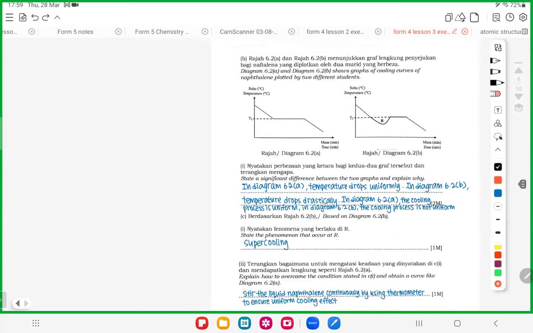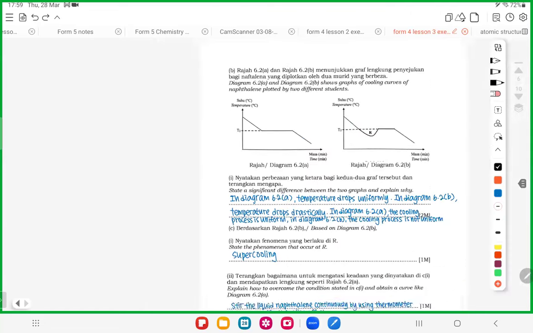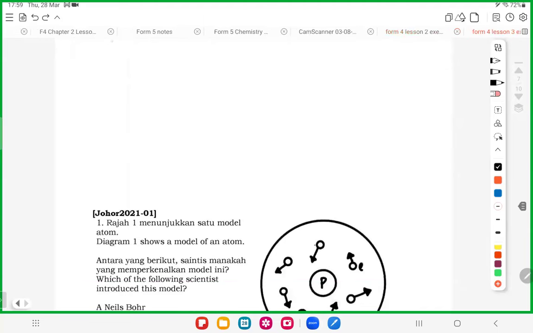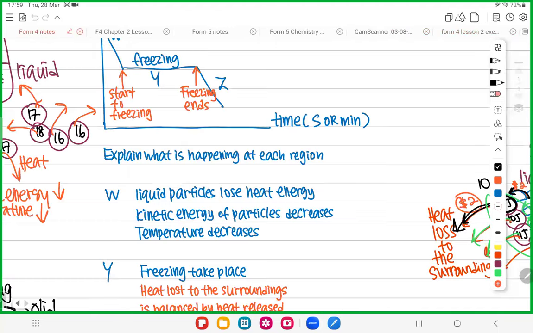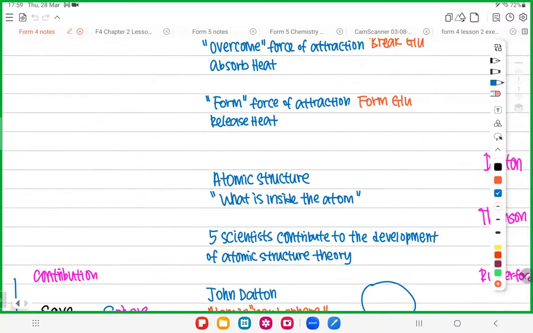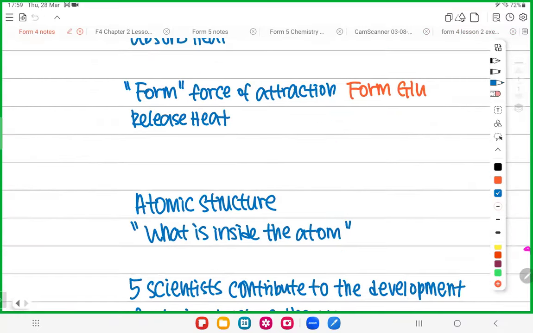Okay, so now we will go on and learn something new for today's lesson. So let's go back to our notes. Today I will tell you something about atomic structure. What is atomic structure all about?